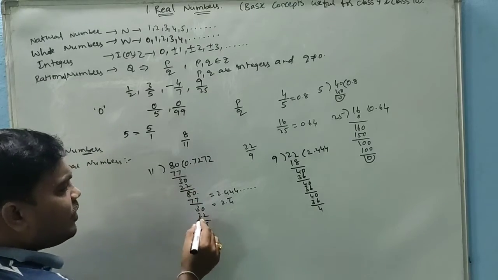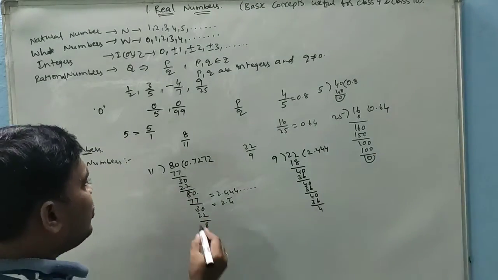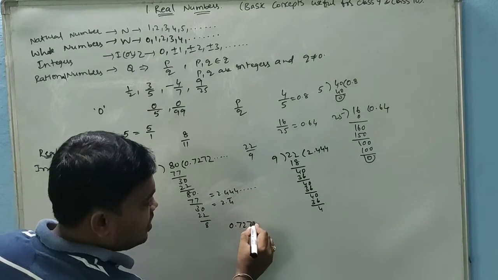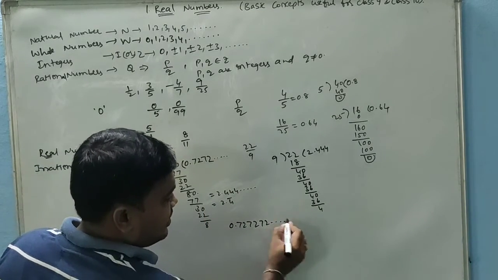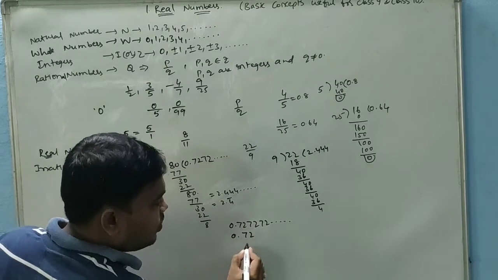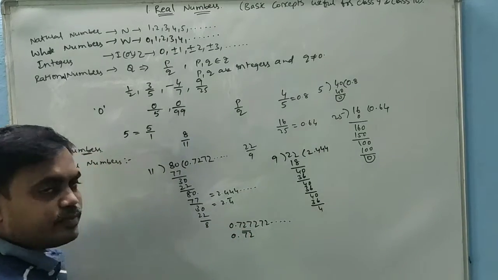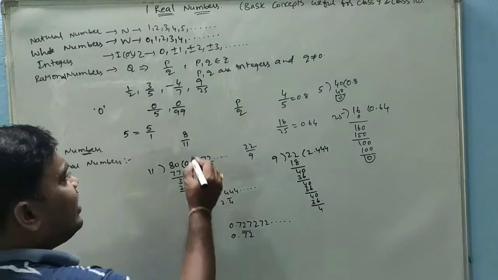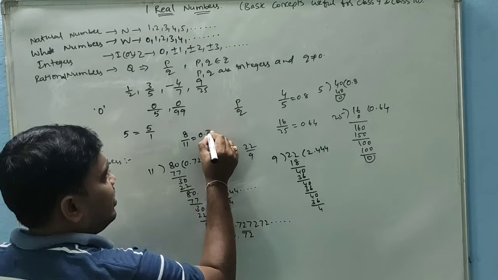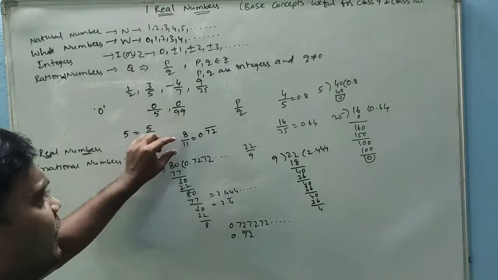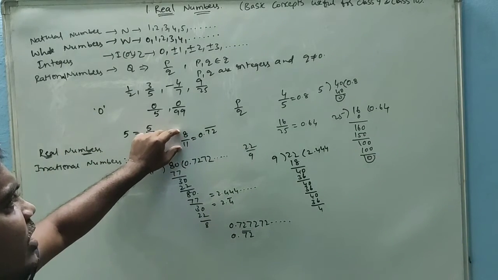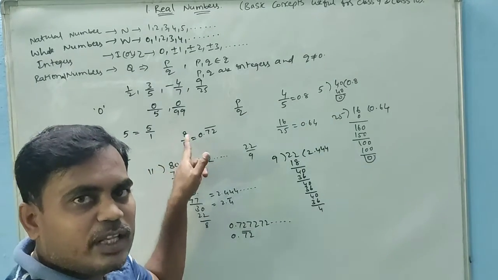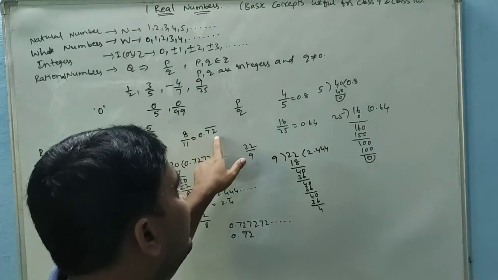So here the remainders are 8 and 3 will come. So this is equal to 0.72 bar, like this. 0.72 bar, where bar is for 72. So 8 by 11 we can write as 0.72 bar. 8 is an integer, 11 is also an integer, so it is a rational number. While we are converting this rational number into decimal form, we got 0.72 bar.